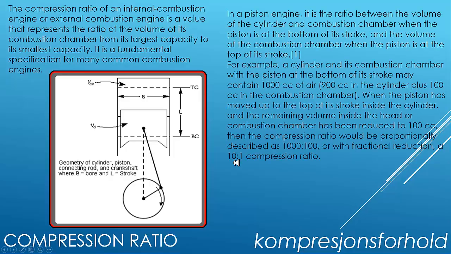Okay, so in a piston engine, the ratio between the volume of the cylinder and the combustion chamber when the piston is at the bottom of its stroke, and the volume of the combustion chamber when the piston is at the top of its stroke. For example, a cylinder and its combustion chamber with the piston at the bottom of the stroke may be 1,000 cc of air: 900 cc in the cylinder plus 100 cc in the combustion chamber. And when the piston has moved up to the top of its stroke inside the cylinder, the remaining volume inside the head may be reduced down to 100 cc. So the compression ratio is about 1,000 to 100, or 10 to 1.